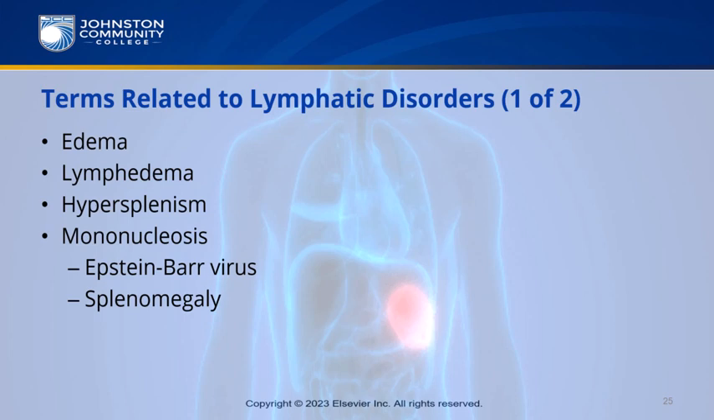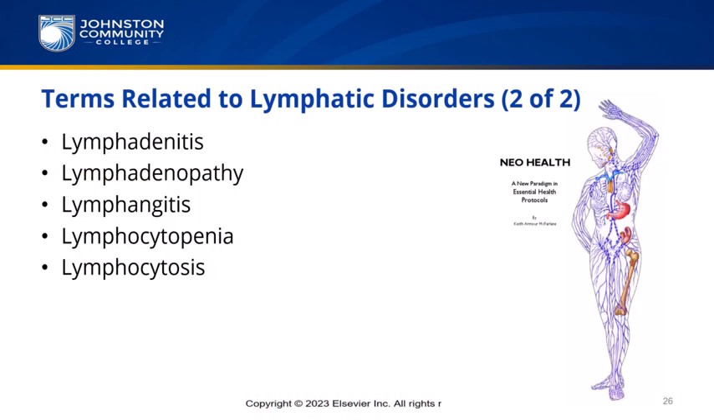I wanted to go back and make sure you remember that our prefix mono means one, and our suffix megaly in splenomegaly means enlargement. Lymphadenitis is an inflammation of a lymph node. Lymphadeno is our combining form for lymph gland or node. Then we have lymphadenopathy, which is a disease of the lymph nodes or vessels that may be localized or generalized. Lymphangitis is an inflammation of the lymph vessels.